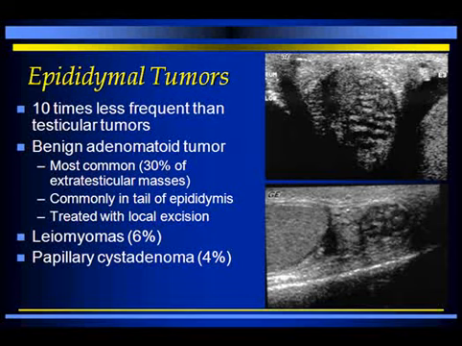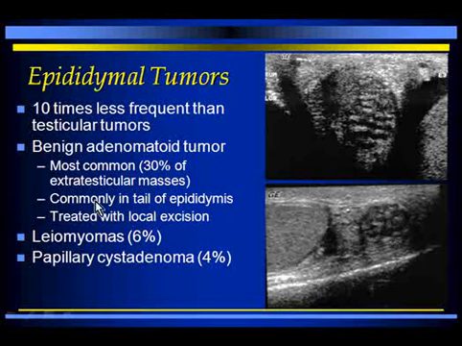Now, we said that most of the extratesticular tumors are benign. Epididymal tumors are 10 times less frequent than testicular tumors. The most common epididymal tumor is the benign adenomatoid tumor, and it actually accounts for 30% of all extratesticular masses. Most commonly seen at the tail of the epididymis. You treat it with local excision because it is possible there could be malignancy there, but they are benign. So once you treat it, that's the complete treatment for the patient. Other epididymal tumors include the leiomyoma, which is a benign tumor of smooth muscle, and a papillary cystadenoma.